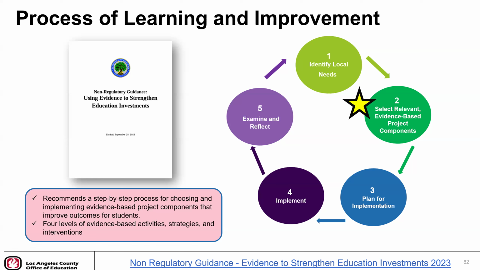Then in step 2, following this initial step, the LEA is ready to support identified schools through the process of considering and then selecting the most promising and relevant evidence-based project components that have evidence of effectiveness for their local setting, while always considering the local district and school level resources. Learning about and using evidence is a key component for step 2. Questions to consider when selecting relevant evidence-based project components are offered in step 2.